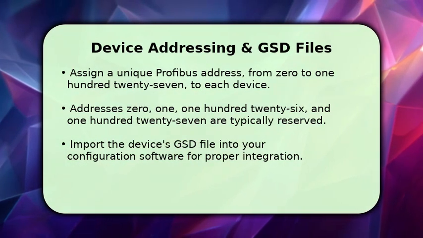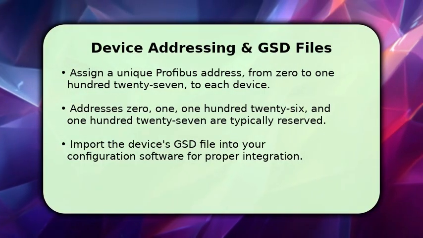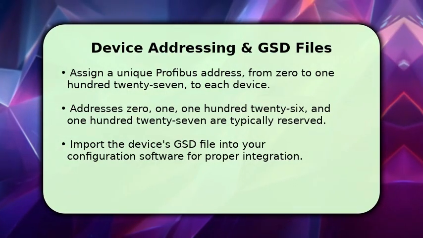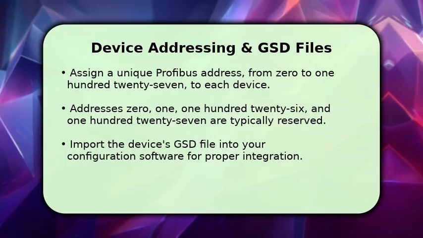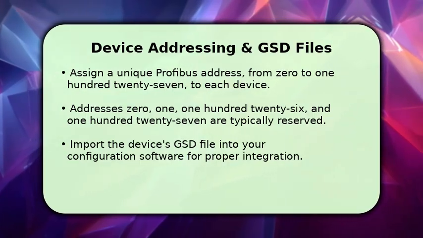Next, we address devices and integrate GSD files. Every Profibus device needs a unique address, typically ranging from 0 to 127, though some are reserved. Addresses 0, 1, 126, and 127 have specific functions.